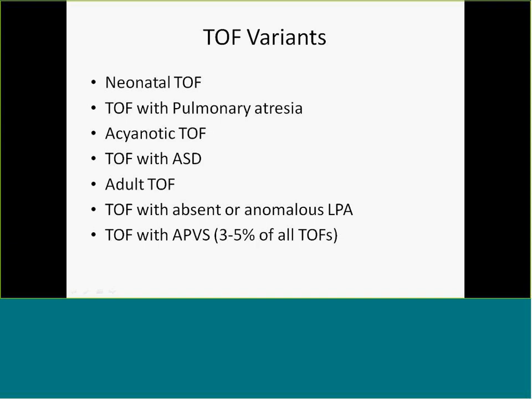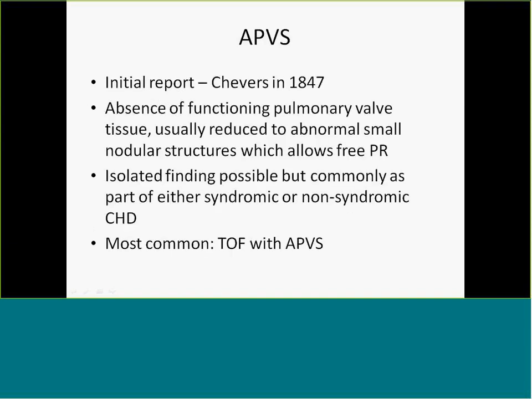Of interest is the last type, which forms about 3 to 5% of all tetralogy, called absent pulmonary valve syndrome. It's a very distinct syndrome. It was described for the first time more than 150 years ago. What it involves is absence of any functioning pulmonary valve tissue, not absence of anatomical tissue, absence of any functional pulmonary valve tissue. And usually the pulmonary leaflets and valve are reduced to small abnormal nodules on the ring of the pulmonary annulus. Therefore, there is no valve and it allows free pulmonary incompetence.